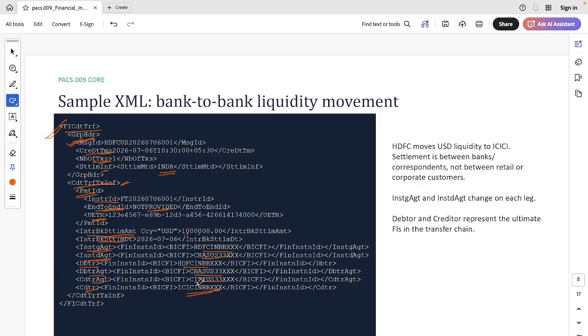So there are no retail customer names here. There is no individual customer. There is no individual payer or beneficiary. This is a financial institution transfer. That is why this is pacs.009 core. The key learning from this example is that in pacs.009 core, the message is about FI to FI money movement and not customer remittance.